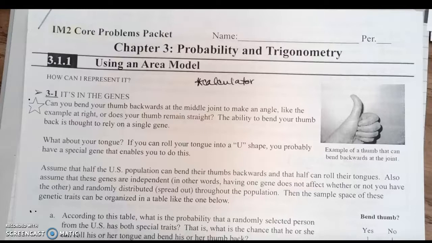Assume that half the U.S. population can bend their thumbs backwards and that half can roll their tongues. Also assume that these genes are independent. In other words, having one gene does not affect whether or not you have the other, and they are randomly distributed or spread out throughout the population. Then the sample space of these genetic traits can be organized in a table like the one below.